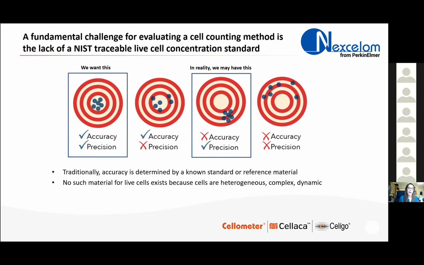However, many times when you're looking at methods for cell counting, you may have something that's very precise, but it's not actually accurate. And because there isn't a universal reference material for cell counting because of the diversity of different cell samples, cell products, cell types, there's no such reference material. We can use beads as a calibration measurement, but it's not representative of the diversity of different cell samples.